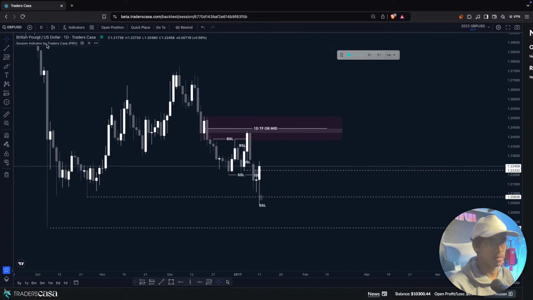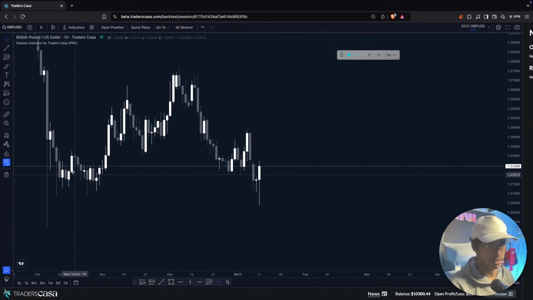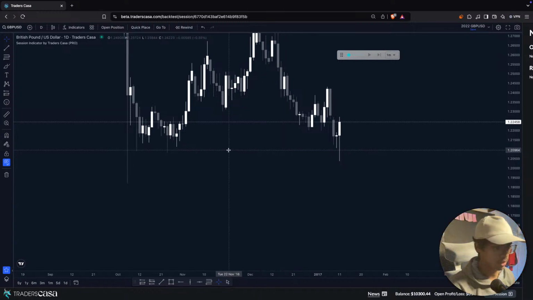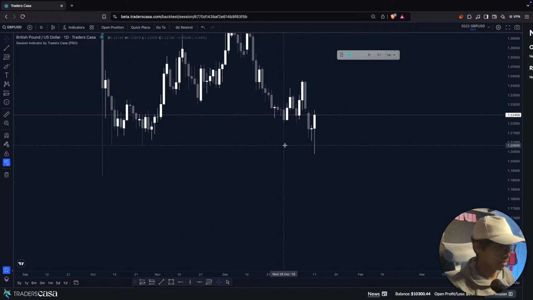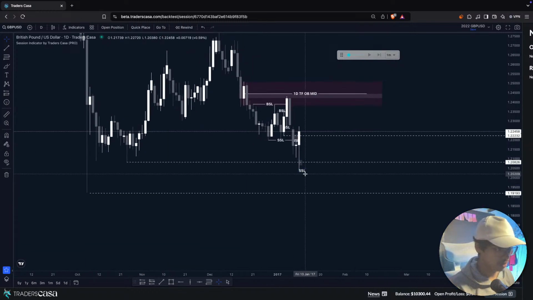Now let me mark this. We can see these are equal lows. There is one low right over here, so I am marking this equal low, and we can see this equal low has been traded. It's just one dip there. I am expecting the price to go below this dip also, because I feel like one dip is not enough.